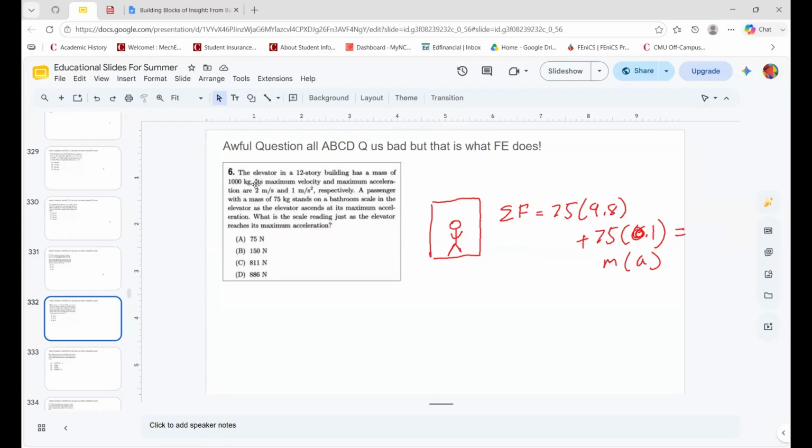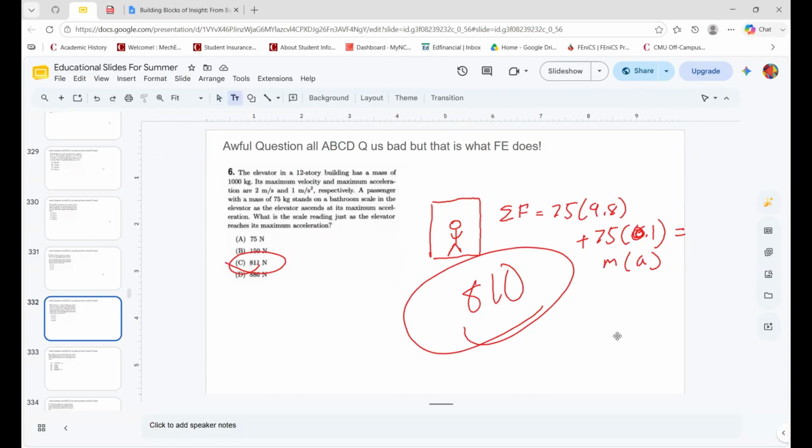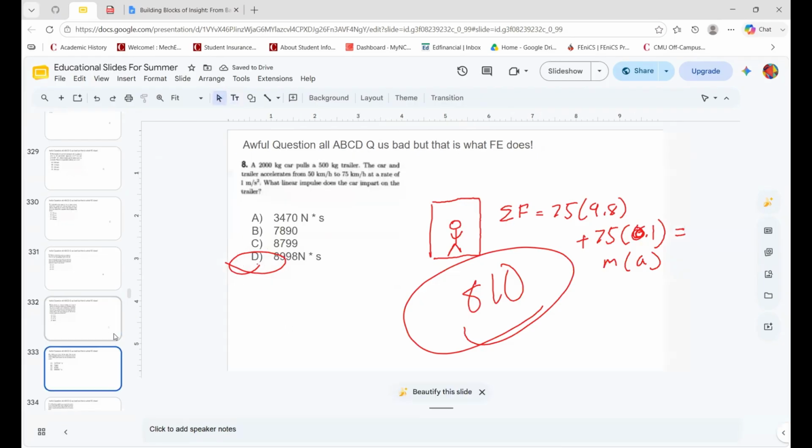So if I put that into a calculator, multiplied by 1, so it's 810. I get about 810. So I think it's C, and we move on here. Yeah, dynamics are tricky a little bit sometimes, you know.